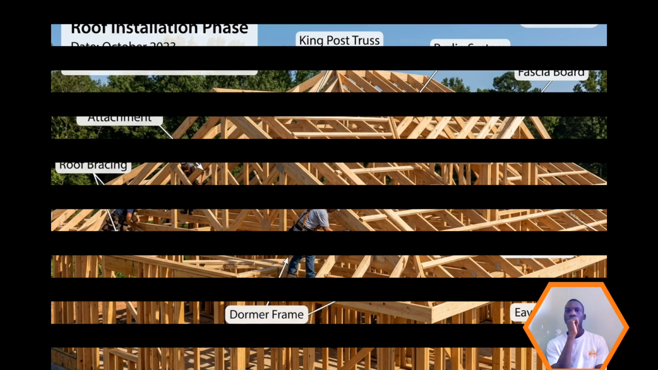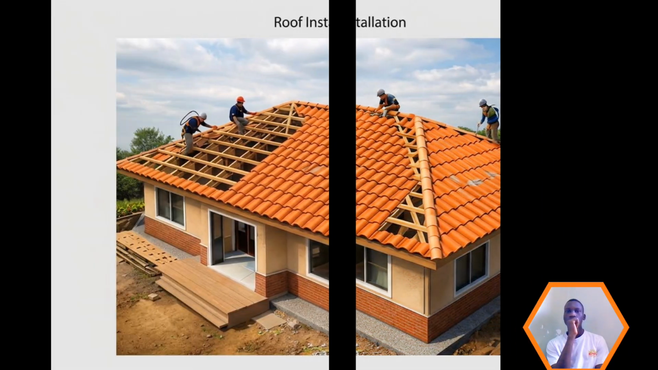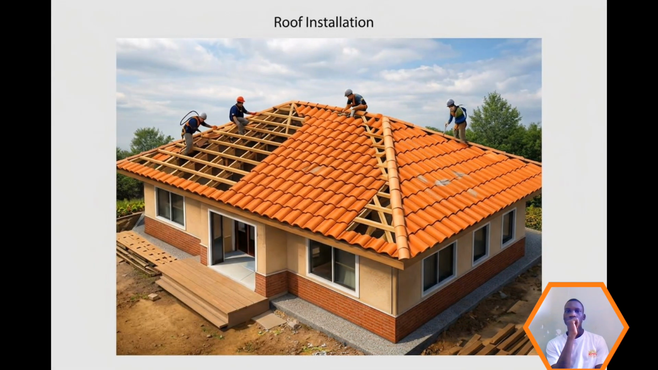So the next thing we are going to have, like I told you earlier, the different thing about this roof is the roof installation. For this roof in particular, we're not having iron sheets. We're having tiles here. So we're going to use tiles here. For this one, I just wanted to show you how the tiles are aligned.